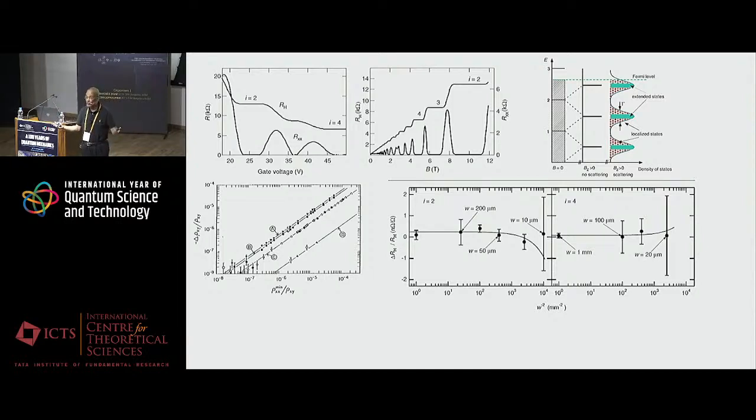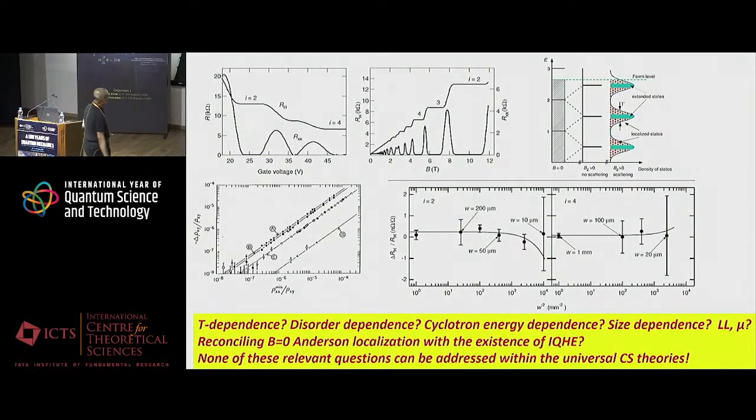And again, Chern-Simons theory doesn't tell us, if I give Mr. Chern-Simons or Miss Chern-Simons a value of rho xx, it has no way to tell me what rho xy would be. But that has been measured. You know, it's linear.